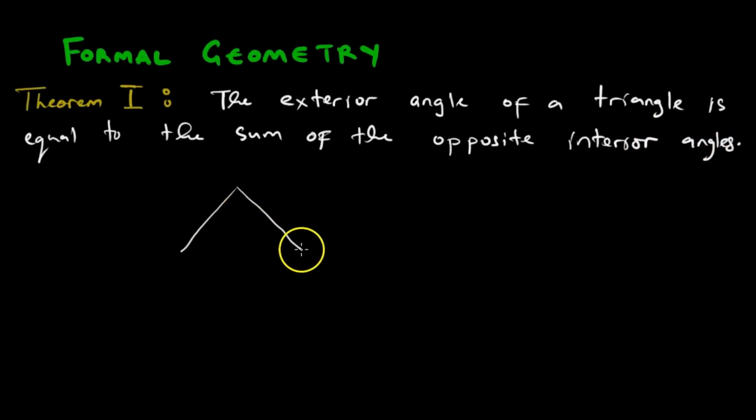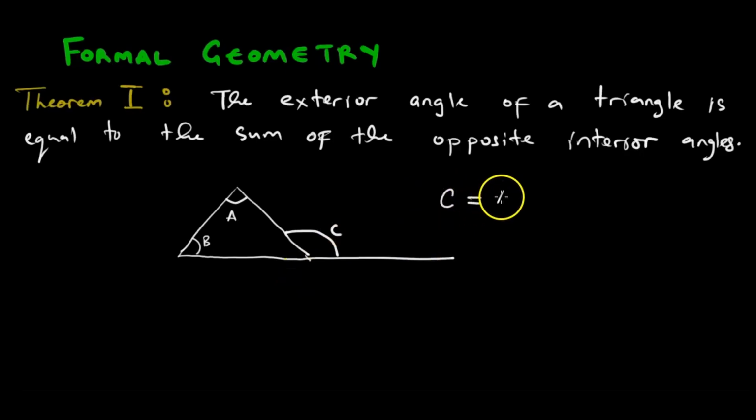We have a triangle here. Then we produce a line like so. So that's the triangle we have. Here we have angle A and angle B. Outside here we have angle C. What the theorem is saying is that angle C is equal to angle A plus B. And this is easy to test, by the way. Very easy. So this is the theorem.